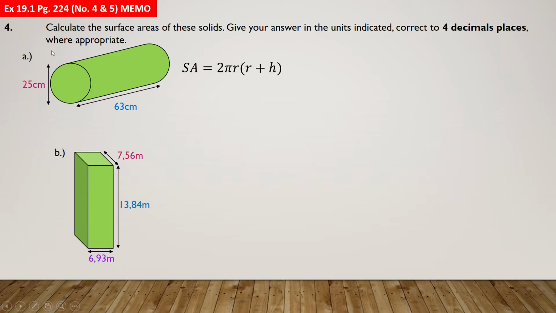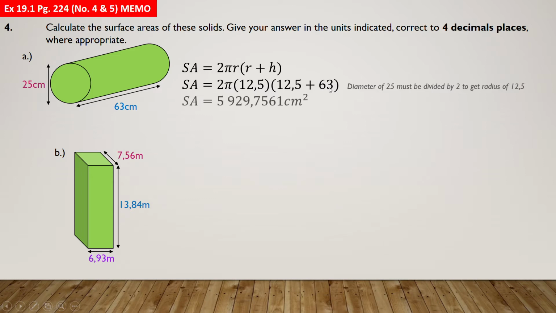Okay, they give you 25 centimeters as a diameter, not a radius. So you need to divide that 25 centimeters by 2, so you're going to be working with a radius of 12,5. So if I plug those values in, 2 times pi times 12,5 multiplied by 12,5 plus my height, which is 63, I'm going to get my surface area to be that. Don't forget it is centimeters squared.